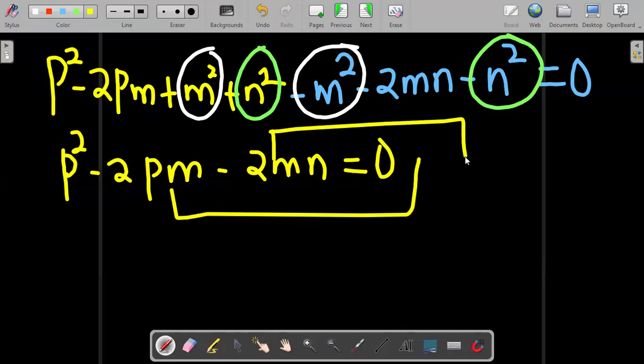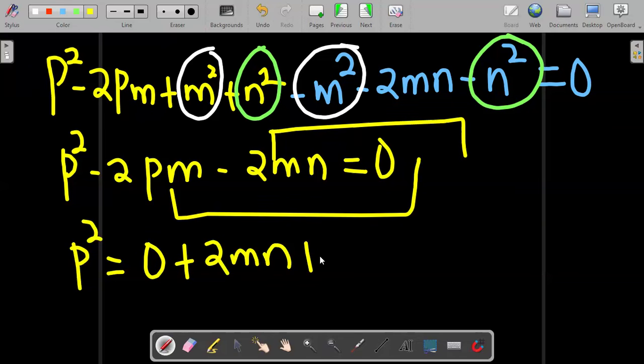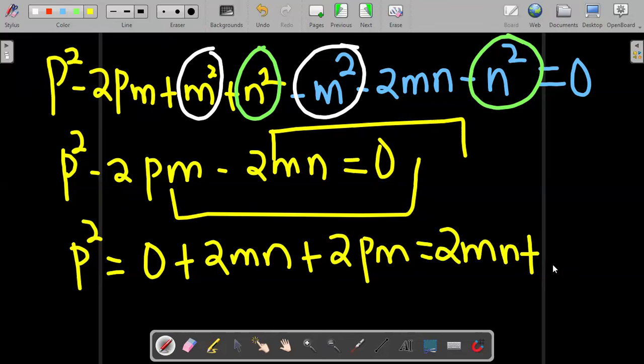That's called collecting like terms, so that p will remain on its own. So I'm going to have p squared is equal to 0, plus 2mn, plus 2pm. 0 plus anything is that thing. So here we remain with 2mn plus 2pm.